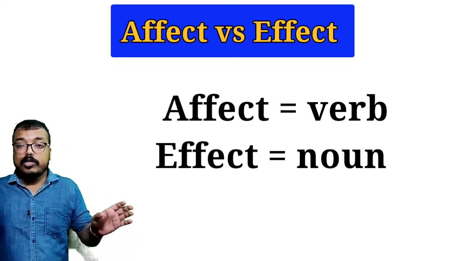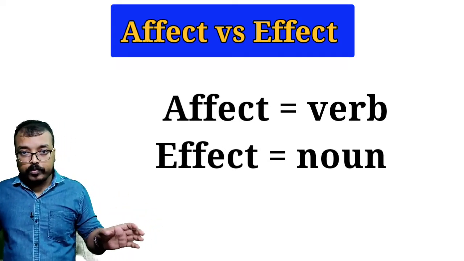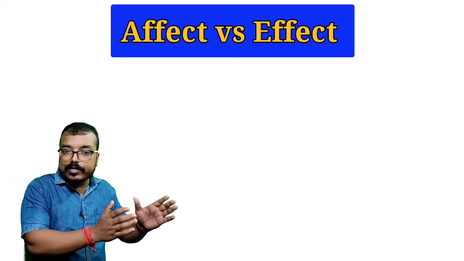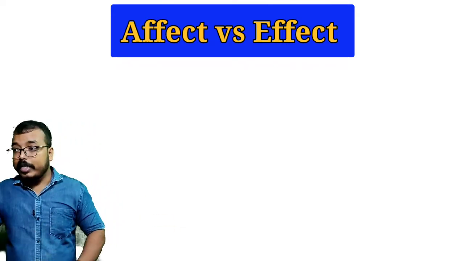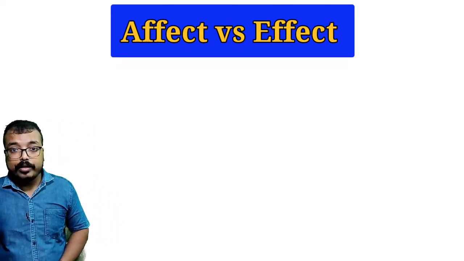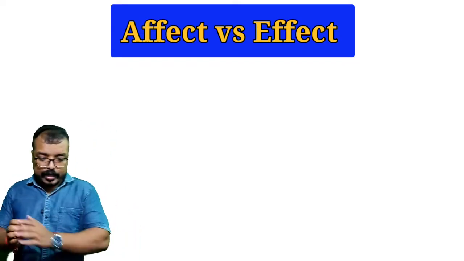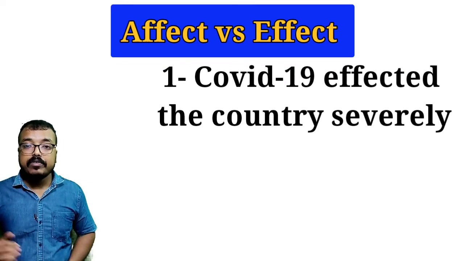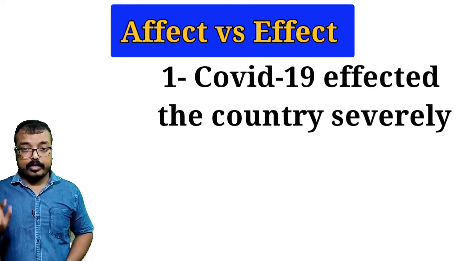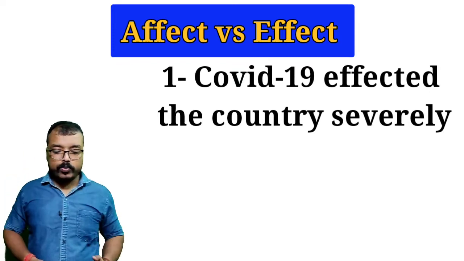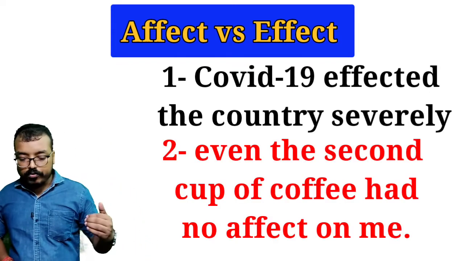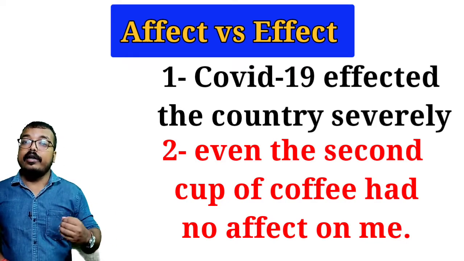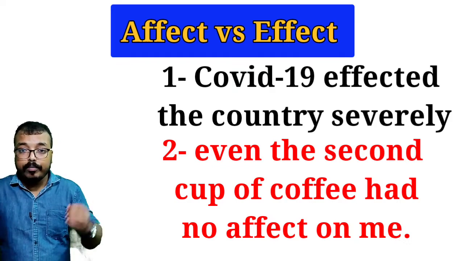Actually, affect is the verb form, whereas effect is the noun form. So these are absolutely two different parts of speech. Affect works as a verb, whereas effect works as a noun. So what are the two examples that I gave you? COVID-19 affected the country severely. The next one is, even the second cup of coffee had no effect on me.